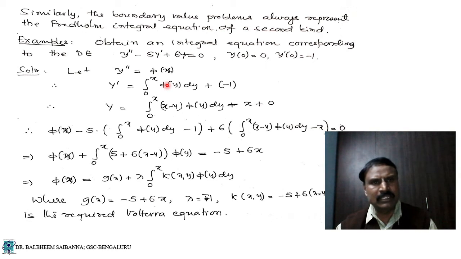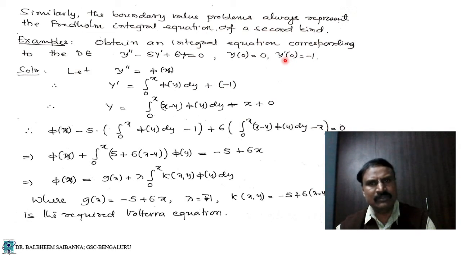Then in the definite integrals, we change the variable x to y. That doesn't change any integral value. So that is why we write phi of y dy. Plus, how will we get minus 1? Here actually it is c1. How will we get the c1 value?